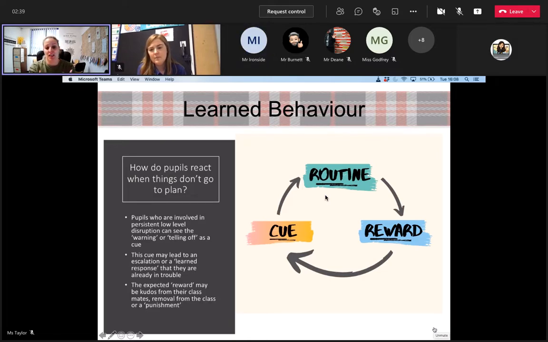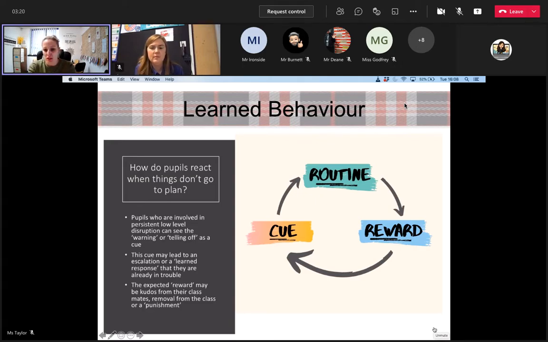And what we're dealing with here is the learned behaviour of our young people. Young people can get these patterns of behaviour and act out of habit to get the response that they want. Quite often when we're dealing with these pupils, it's low-level disruption, and it's something that will have been seen throughout their school career from primary. So when they're given a warning or a telling off in class, they see that as their cue. I've been here before, this is what I'm going to do. So they go into their learned response, they go into their routine and they escalate it because they're already in trouble in their heads. So they can kick off, or whatever they learned to do in this situation.